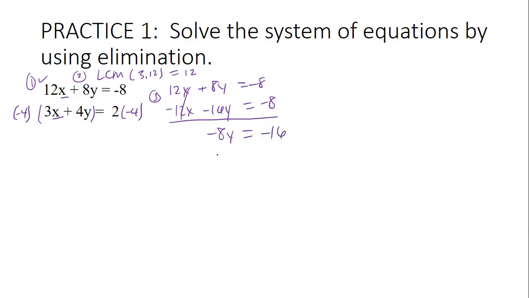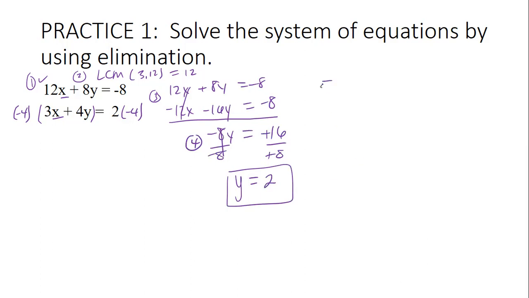So then we divide by negative 8. What are you doing? Okay. So y equals, a negative divided by negative is a positive. So step 4, we go through and solve, and we get y equals positive 2. Yes?